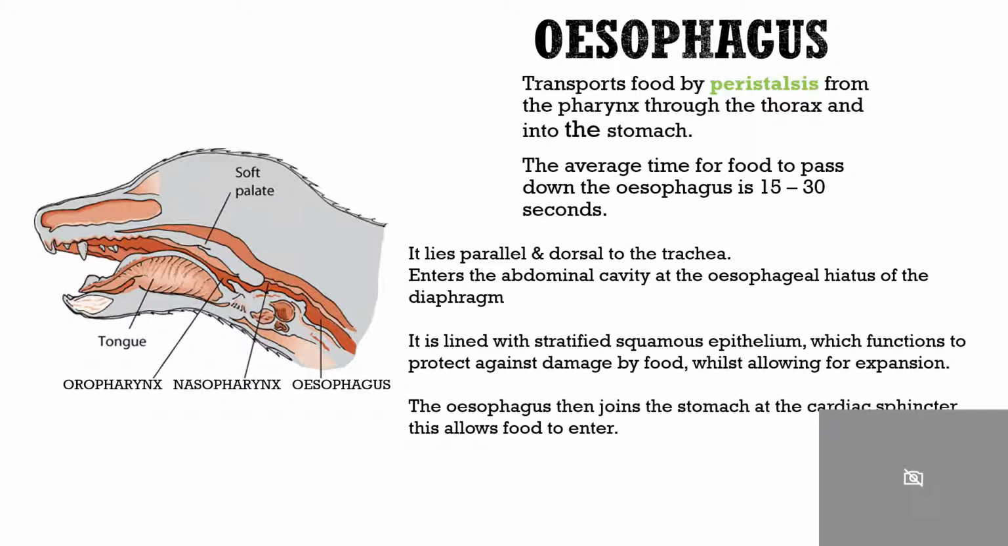The average time for food to pass down the esophagus is 15 to 30 seconds. Its position is that it lies parallel and dorsal to the trachea. It enters the abdominal cavity at the esophageal hiatus of the diaphragm. It is lined with stratified squamous epithelium, and the function of that epithelium is to protect against damage by food, whilst also allowing the esophagus to expand. The esophagus then joins the stomach at the cardiac sphincter, and this allows food to enter.